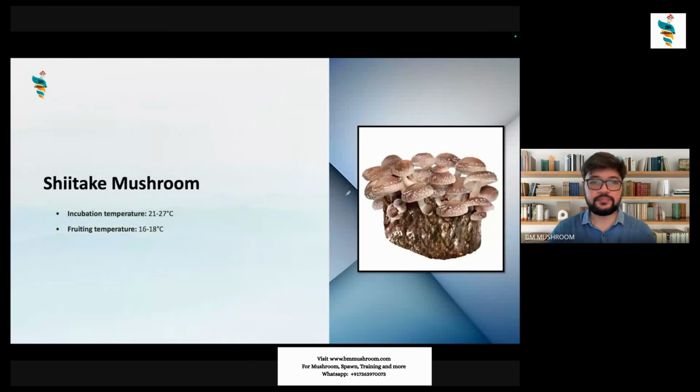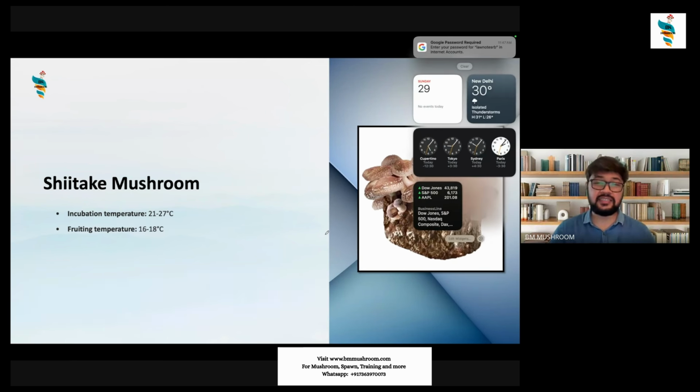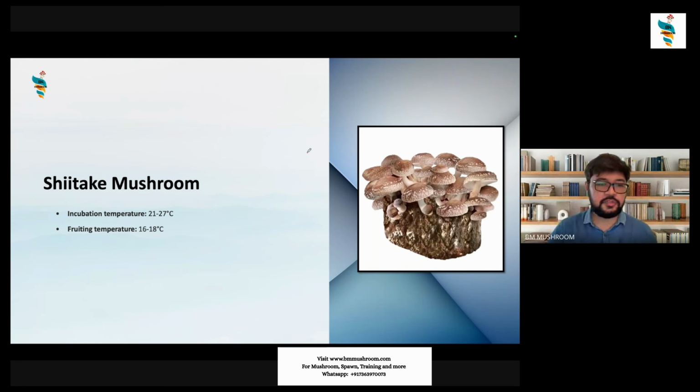Okay. Shiitake mushroom, one of the most prized mushrooms, highly in demand all over the world. It's a popular mushroom, very delicious, tasty. Shiitake mushroom's fruiting temperature is around 16 to 18 degrees Celsius. Incubation temperature is around 21 to 27 degrees Celsius. It can be grown on logs as well as hardwood sawdust.